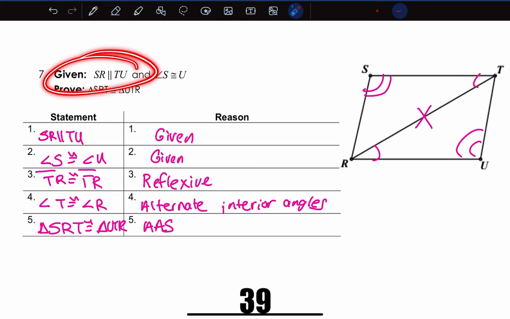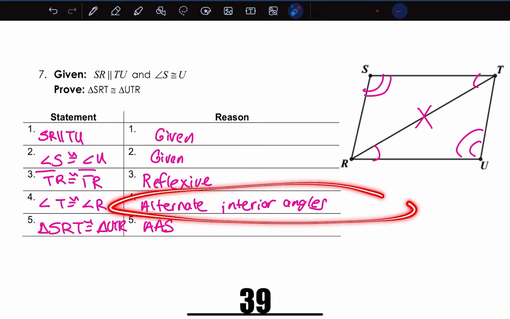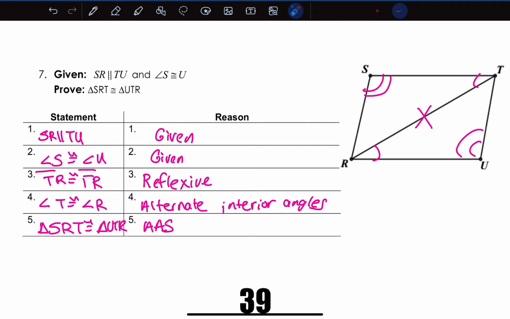Okay, so here we have parallel lines. If you look in the front of your packet, there is a glossary that goes through all of the relationships of angles in parallel lines. So if ST is parallel to RU, I know that angles STR and TRU are congruent by alternate interior angles. I also know that RT is congruent to itself by reflexive, and you're given that these two angles are congruent in the given. So I have angle, angle, side, therefore my triangles are congruent.